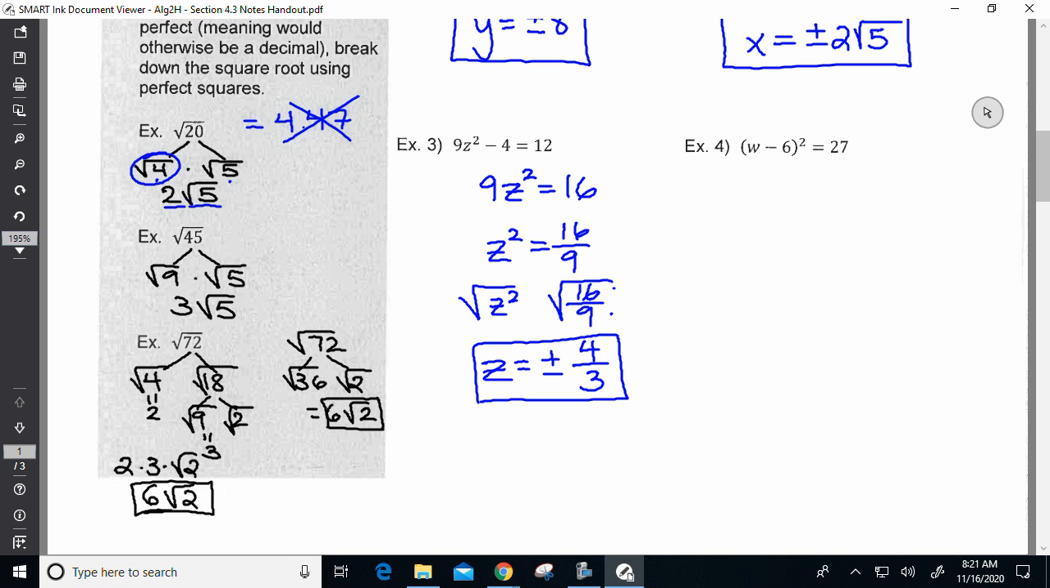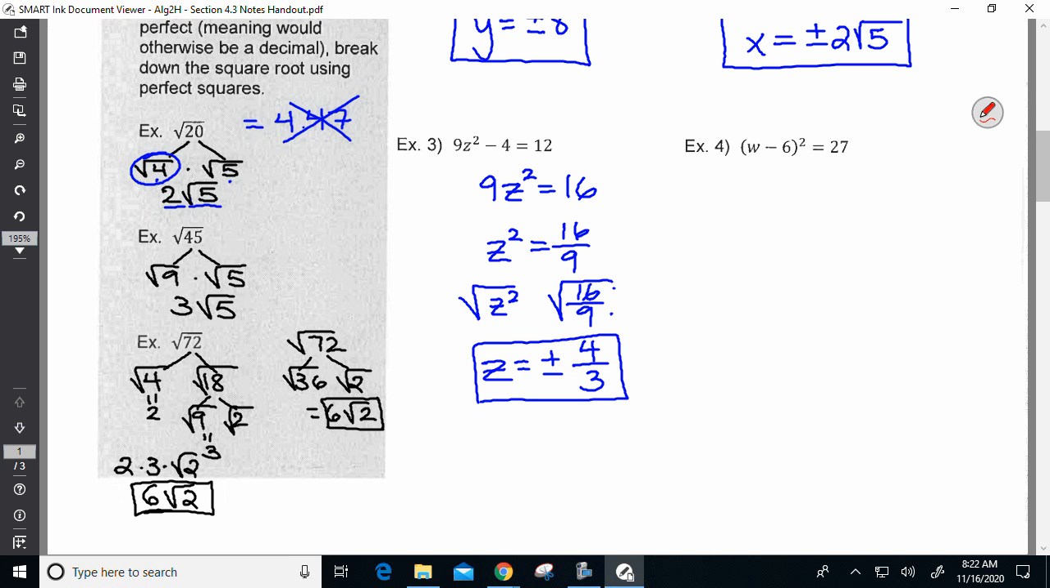Alright, example 4. If you notice with example 4, you have a parentheses in the problem. So I'm first going to show you what you don't do. Here's what you don't do. I'm putting it in a different color so that you don't do it.